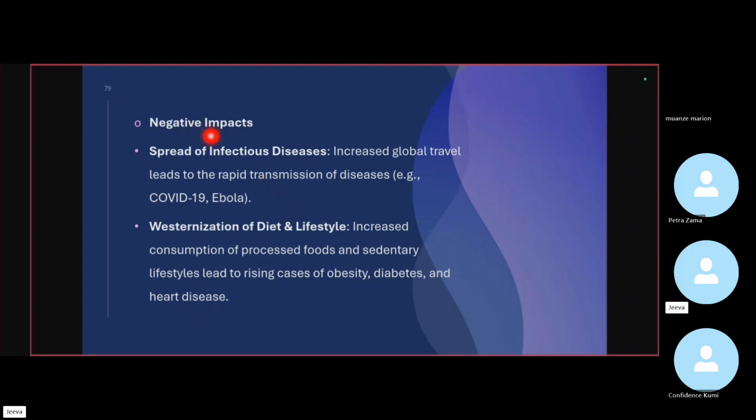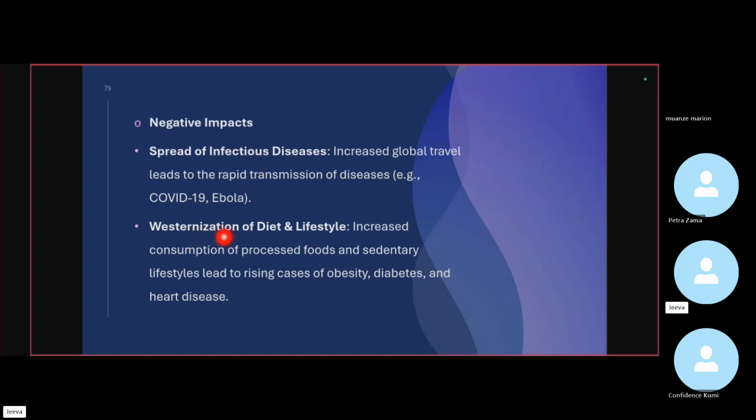If you see the negative impact of globalization, there is a high spread of infectious diseases. Because of increased global travel, with people coming from different countries, it has led to rapid transmission of diseases. For example, COVID-19 and the Ebola virus have spread because of people coming from various countries. So that is one of the negative impacts.